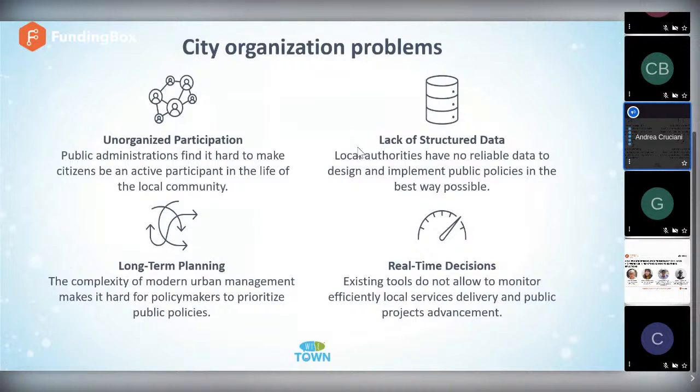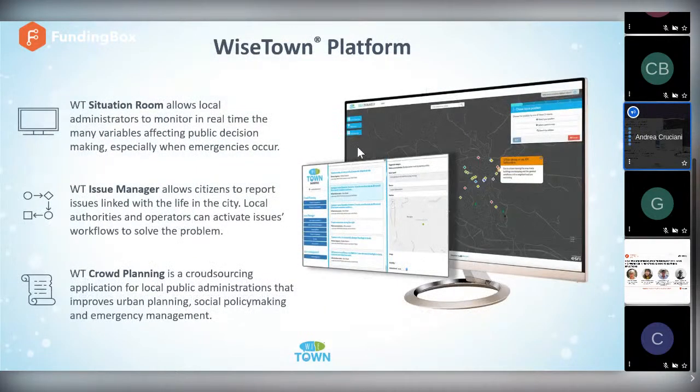And to start the presentation, most of the problems that we had to face are that data are not well organized, even in the medium big cities, but for sure in the small medium cities. And there is no infrastructure for this in the small medium cities, and it's tough to take real-time decisions on real data. For these issues, we created the WISE Town ecosystem, that is a platform with several modules.